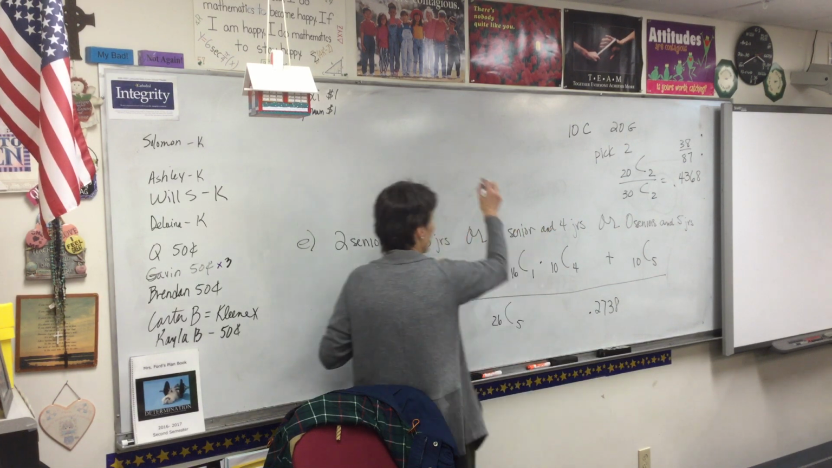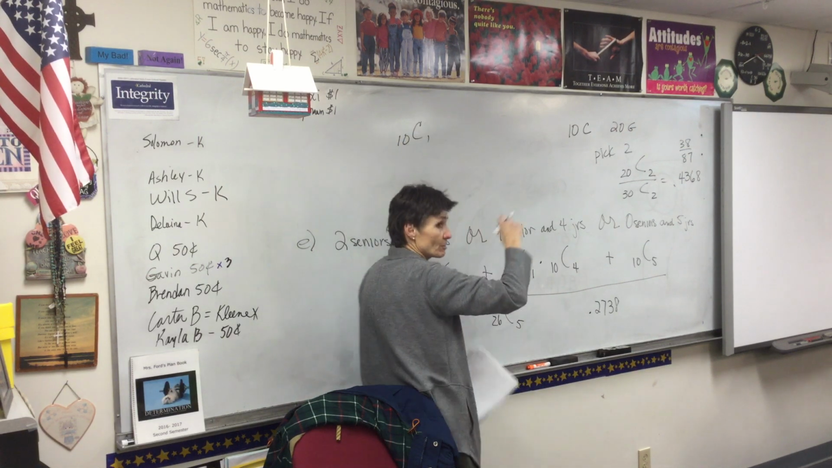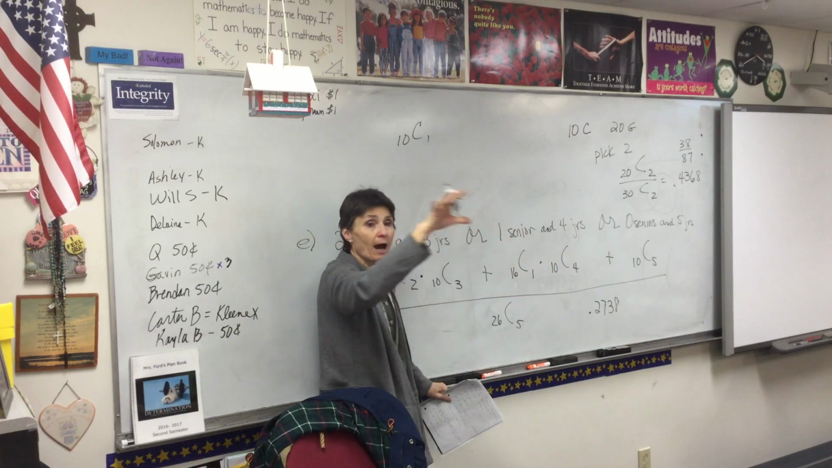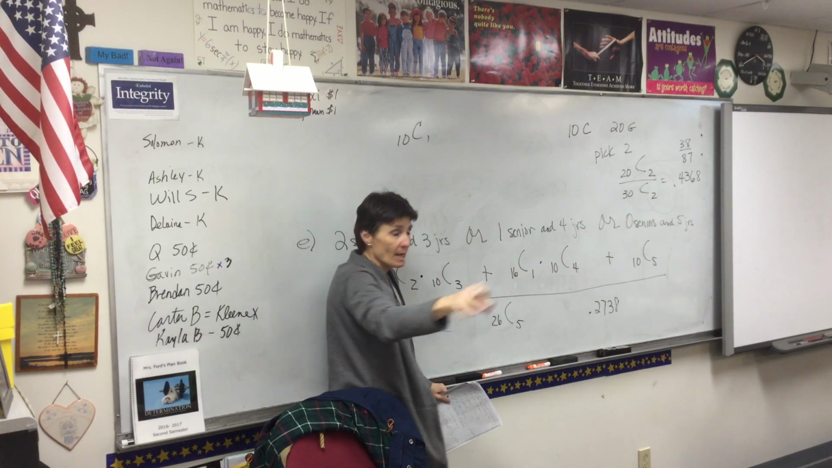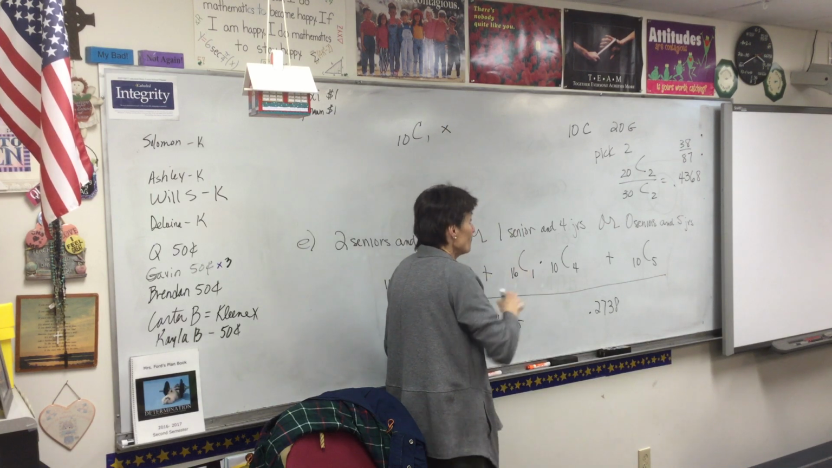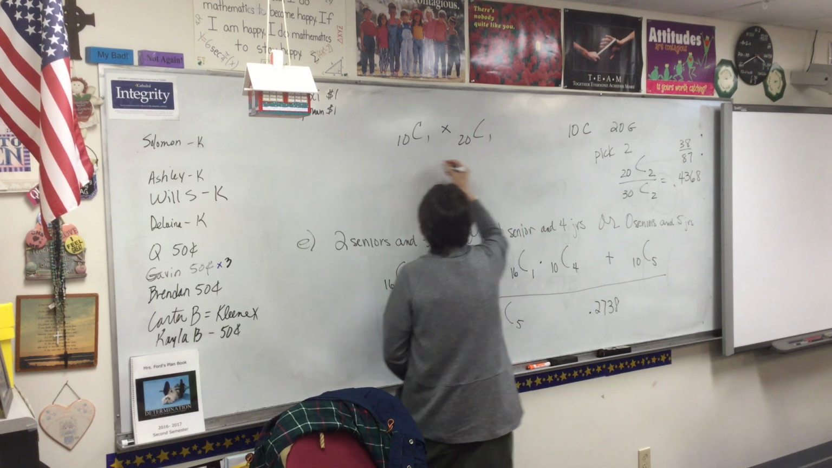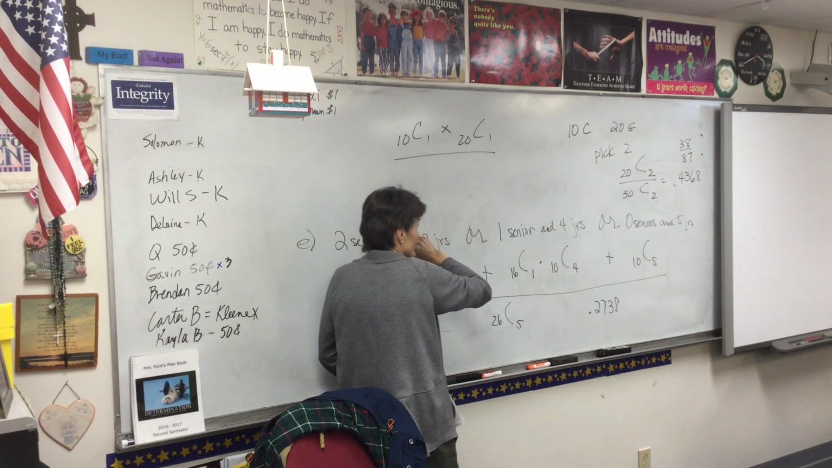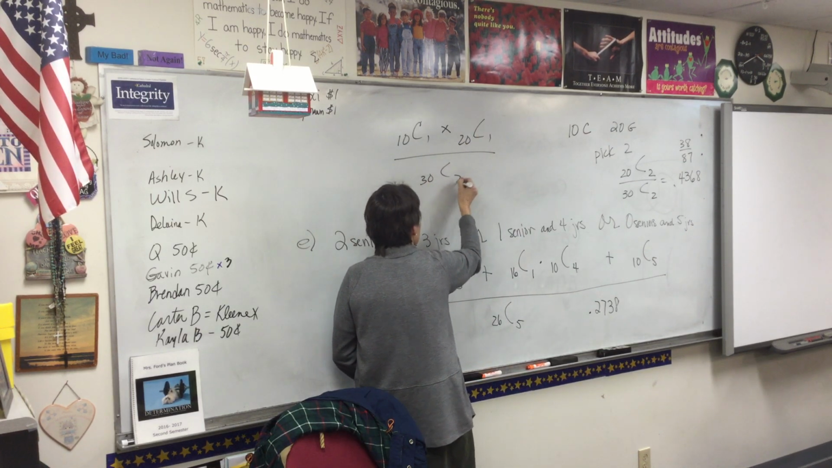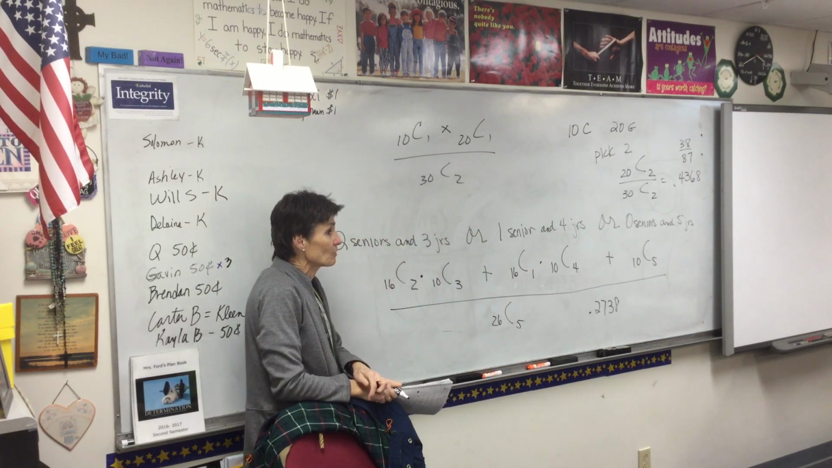So how do I pick a chocolate? 10C1. There's 10 chocolates, I'm picking 1. And I need a gumdrop. So what's that gonna be? 20C1. And what will my denominator be? 30C2. It's not changing. The denominator stays the same if I'm only picking 2 candies out of 30.